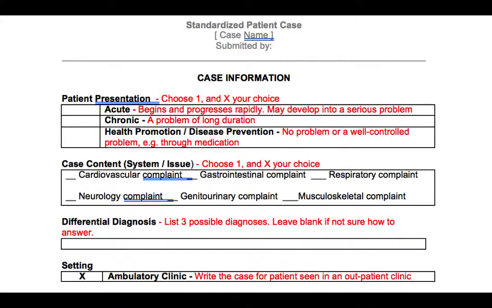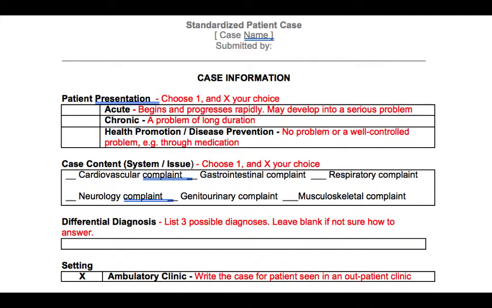The other thing to write in is differential diagnosis, in which you would list 3 possible diagnoses. Often the SP cases are written without one specific diagnosis in mind, so that the student really has to make some decisions and base their treatment, if that's what is required in the case, on their top choice of diagnosis. But if you're not sure what diagnosis to write in, just leave this blank for now, and we can get to that later.